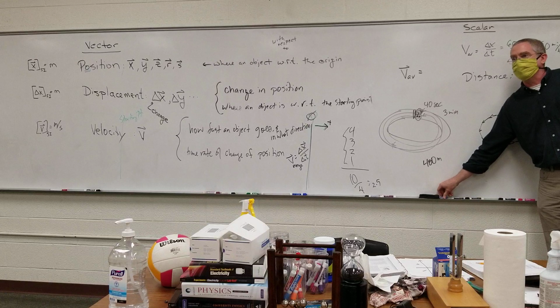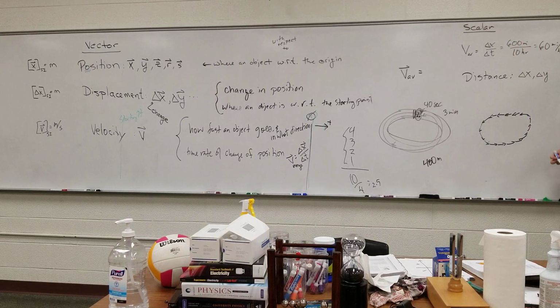Flash back to adding vectors. Head to tail. For every vector I have going that way, I have one going in the opposite direction. Those two would add up to 0. That and that add up to 0. I'm just adding up a whole bunch of numbers here that basically end up back where I started. So that's also how average velocity ends up being 0 when you end up back where you started.